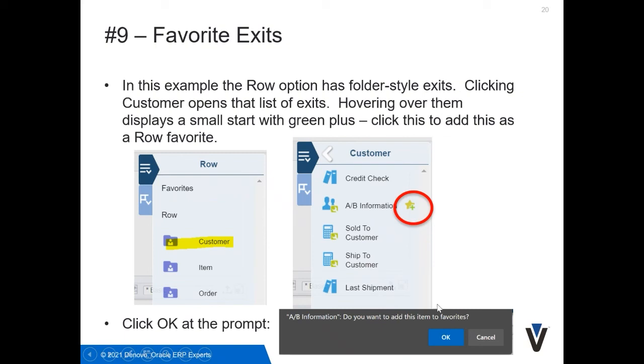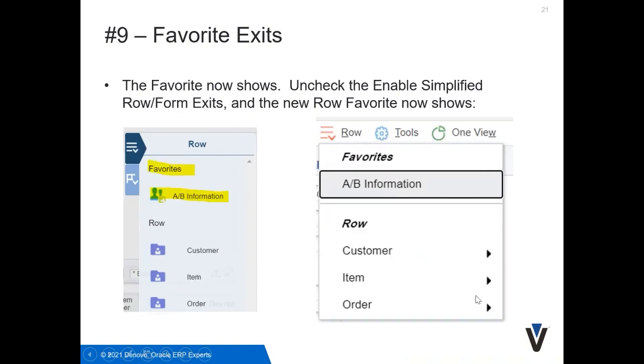You get the prompt, do you want to add it to favorites? And once you do, it now shows up. Once you uncheck your simplified row and form exits, basically you turn it on to set it and you turn it back off to go back to traditional. And then under row, see, I have my new favorite, AV information, which traditionally inside the row option is under customer. It's a click and a click to get deeper in. Now it's at the top.